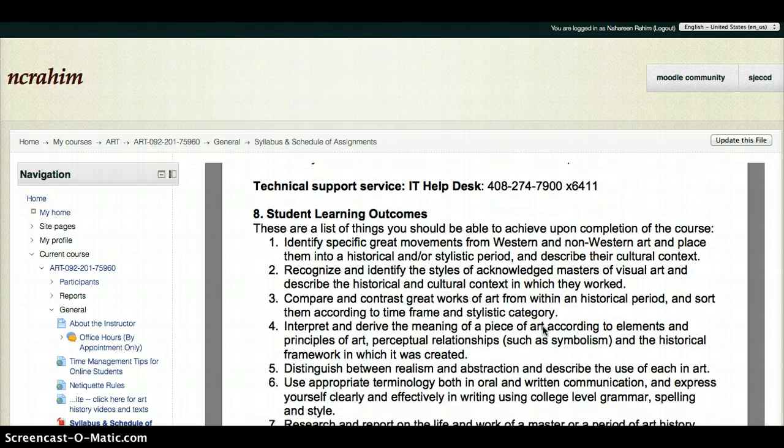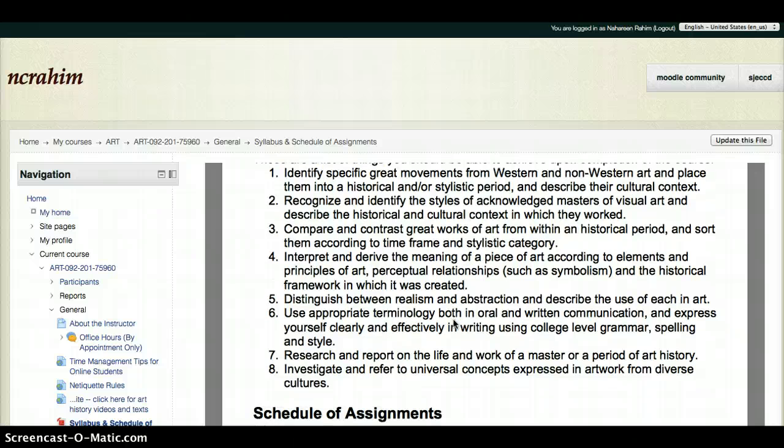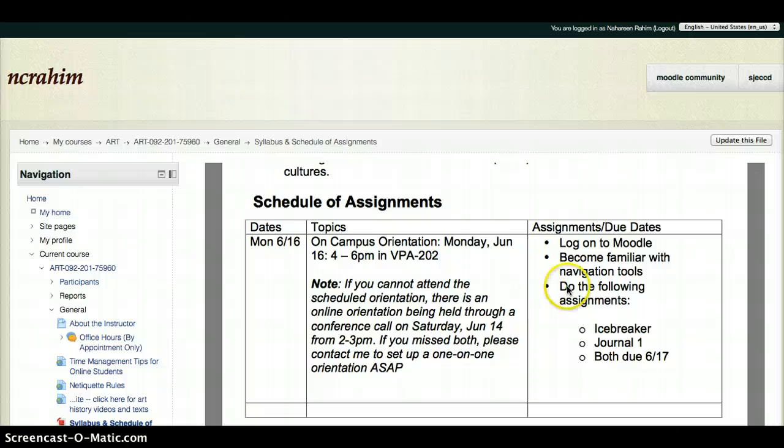Here's all the student learning outcomes. So this is what you can look forward to on what you're going to be able to achieve upon completing this class. Some of it sounds complicated, but we're going to be going over a language of art in the first week, and that should get you more familiar with these terms if you are new to studying art. So please, as soon as possible, go onto Moodle, do the first 2 assignments, both due Tuesday by 11 p.m. If you don't do these assignments by that time or haven't logged on by Tuesday at midnight, I will drop you from the class.